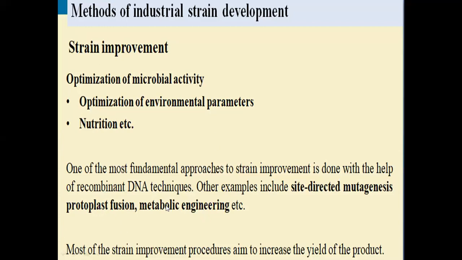The next method is metabolic engineering, which is nothing but you can add some enzymes in a metabolic pathway, or you can delete some enzymes in a metabolic pathway, so that they help in improving the yield of your product. So ultimately, the strain improvement procedures are done to improve the yield of the product. As an industrialist, what is expected finally? A lot of products should be produced and it should yield a lot of profits. That is the aim, right?